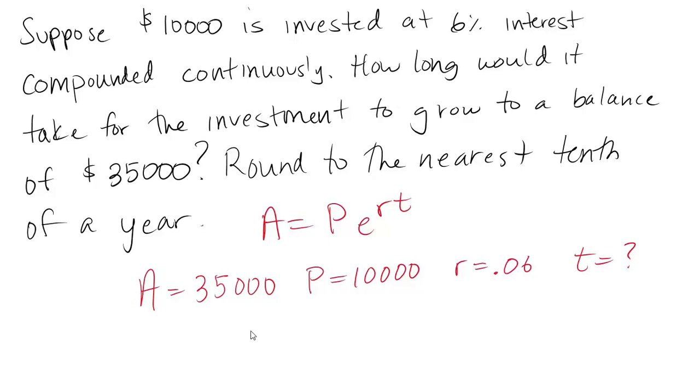So plugging all these numbers into the formula, we get 35,000 equals 10,000 e to the 0.06 times t, and the variable we're solving for is in the exponent. We haven't seen a compound interest problem like this. We're always solving for either A or P. But now we have the tools to do this. Let me copy this equation onto the next slide.